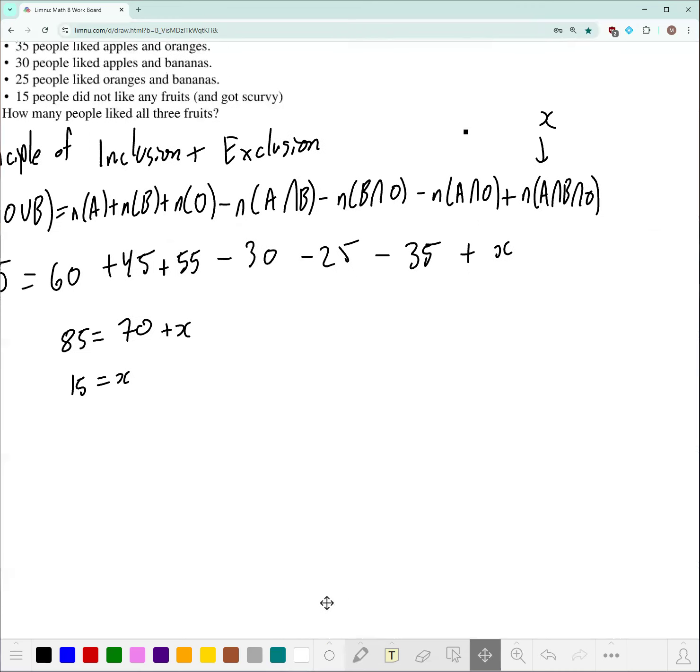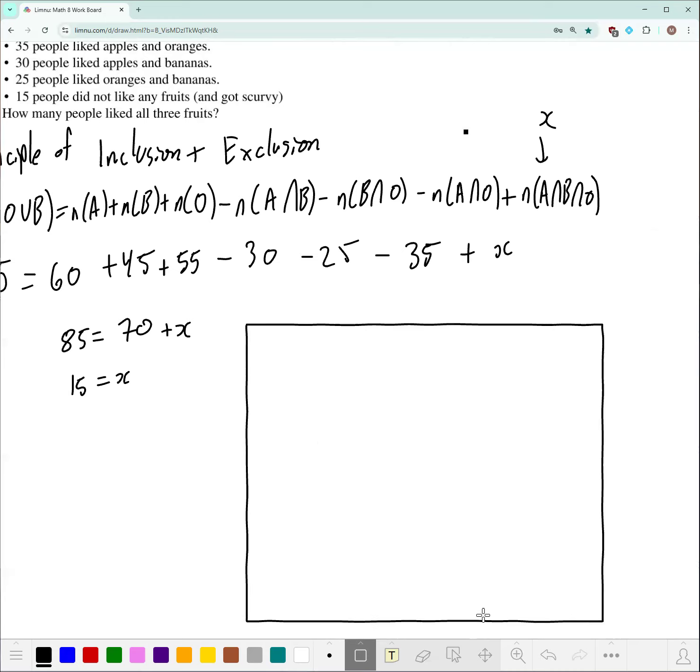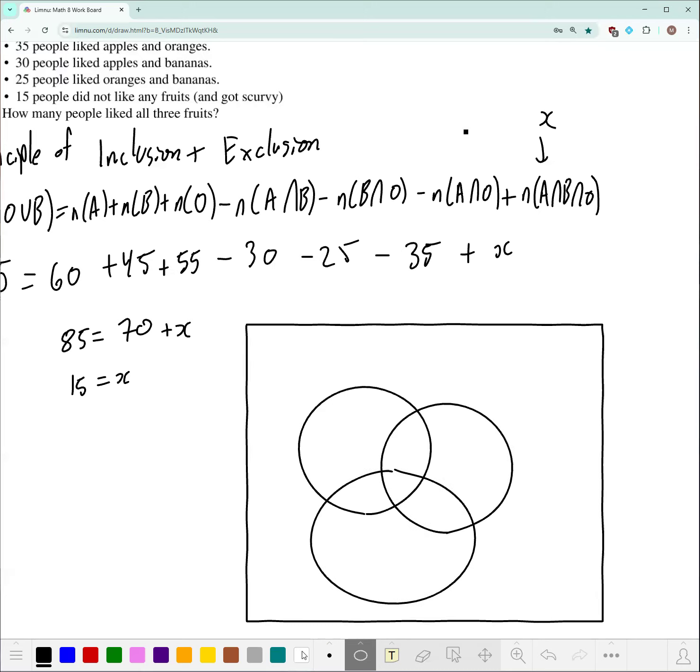So 15 people liked all three fruits. Now, another thing they might ask is to do a Venn diagram of this, so I'll go ahead and do one now. Like we said before, I'm going to put U on the outside. And we said that 15 people like none of them. This is O, A, B. We calculated that 15 people liked all of them, so that goes in the middle.